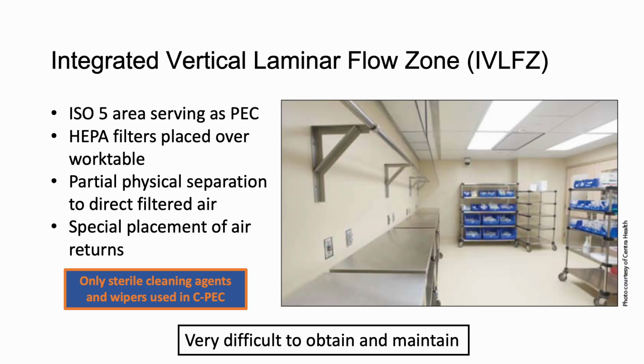There's also what is known as an integrated vertical laminar flow zone, or IVLFZ. These are essentially ISO 5 areas serving as a PEC. They're HEPA filters that are placed over some sort of a table or work surface, and there's some sort of physical partition that helps direct and force air downward. Now, these types of rooms are very difficult to obtain and very difficult to maintain. They're not very ideal.